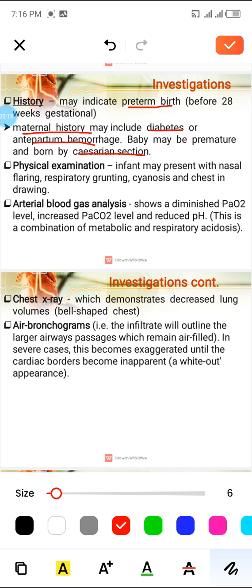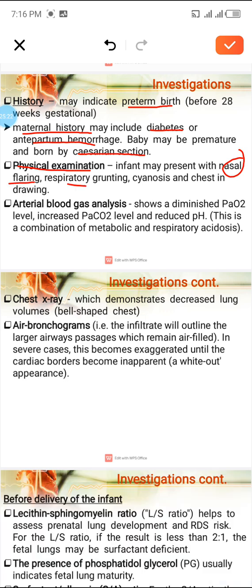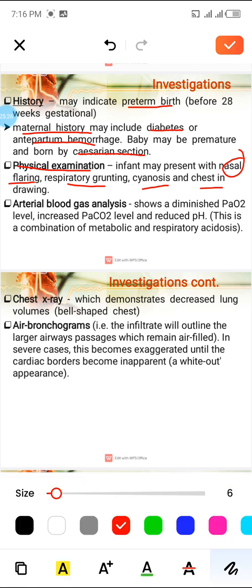Then you can also perform what we call physical examination. Under physical examination, you will check, is there nasal flaring? Is there respiratory grunting? Is there cyanosis? Is there chest indrawing? This is what you're going to check out when you're physically examining this child.